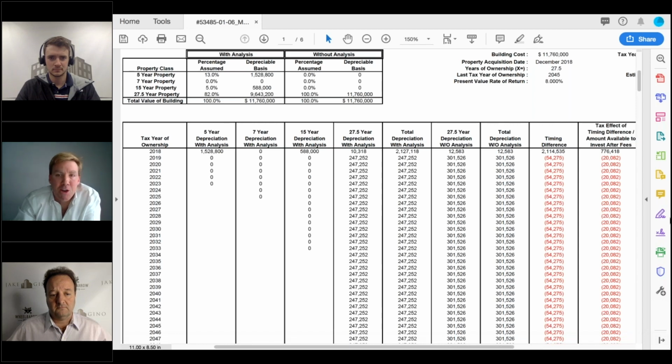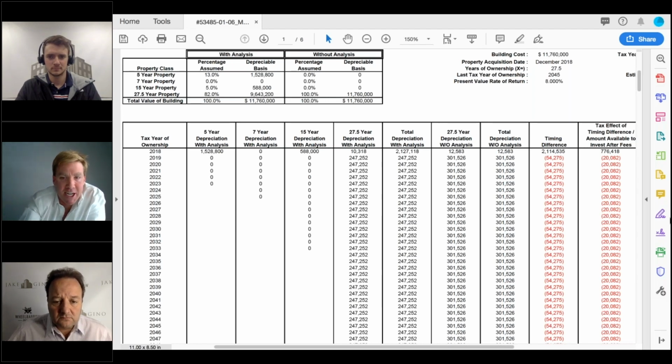In the 15-year property, you're looking at the parking lot, the striping on the parking lot, the landscaping, the sidewalks and curbs, any kind of signage that you have. All that stuff can be pulled forward into 15-year property, which is going to help you create additional depreciation. On this study, we were able to create an additional $2.1 million of depreciation, which you can see in the second column from the right, the timing difference. That additional depreciation for the investor at a 37% tax rate is going to reap an additional $776,000 of cash savings in tax year 2018.